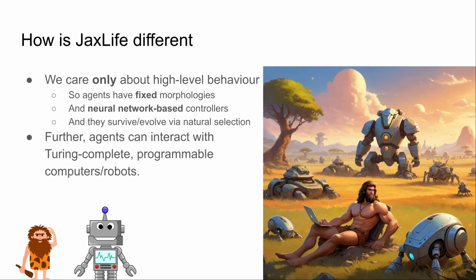Another addition that we add to our simulation is that agents can interact with Turing complete programmable computers slash robots, which enable them to do quite a lot of different things and effectively make them able to change the world much more than if they were just on their own. The main idea behind JaxLife is effectively to start from a higher level of abstraction and see what types of things, like the emergence of intelligence, we can study.